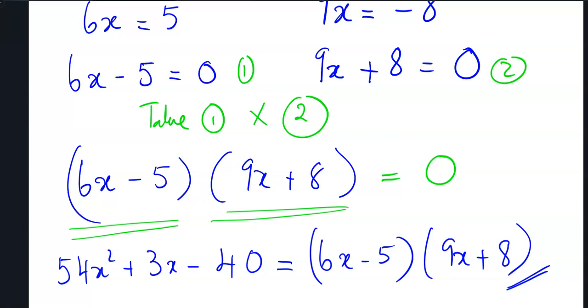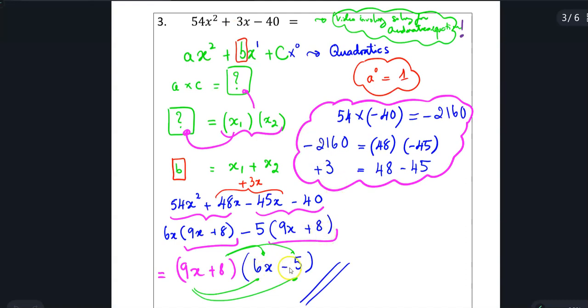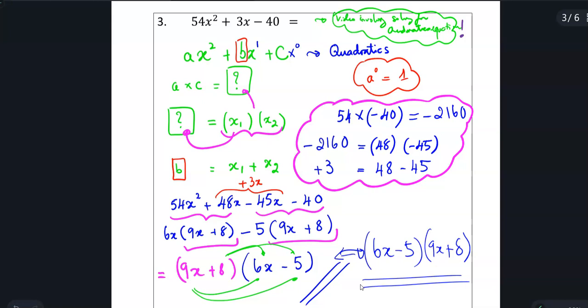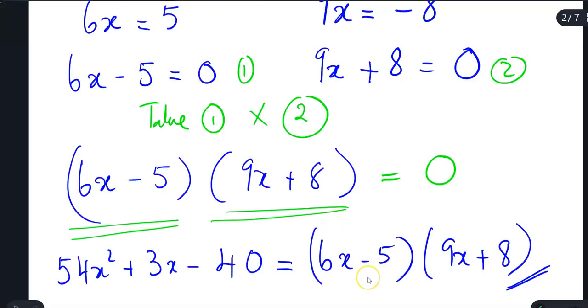Okay, if we go back to the other method, we end up with the same thing: either 6x minus 5 multiplied by 9x plus 8. The order of this doesn't make any difference, right? This is just equal to 6x minus 5 and then 9x plus 8. So they practically equal each other anyway. It doesn't matter the order of the terms because of the multiplication. So here I have the same thing, 6x minus 5 multiplied by 9x plus 8.